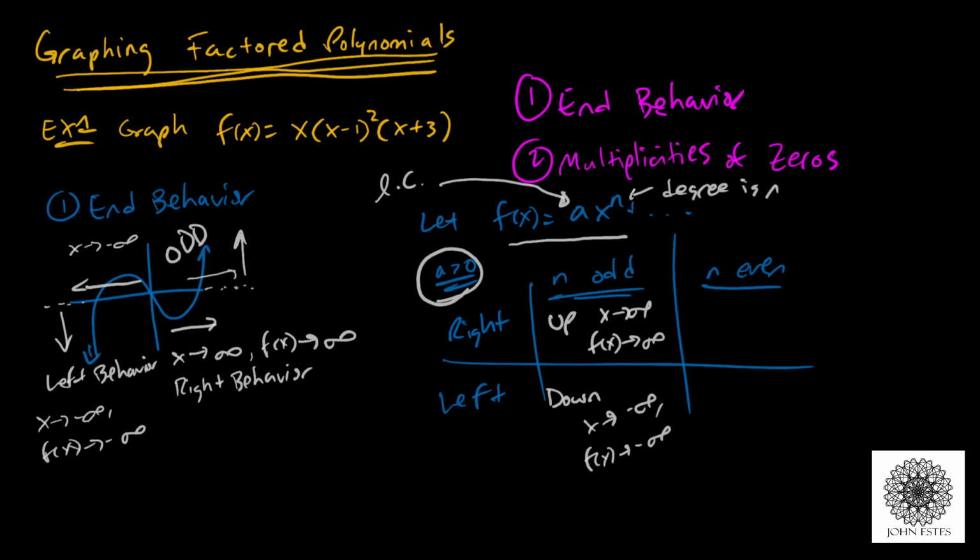Now for even degree, so if you think like a quadratic, which we've spent some time with, that's a parabola. If you think of the parabola, it ends up on both sides, so the right behavior and the left behavior are both up. So that means as x goes to infinity, my function is going to infinity. And as x goes to negative infinity, my function is going to positive infinity again, right? It ends up on both sides. So that's end behavior.